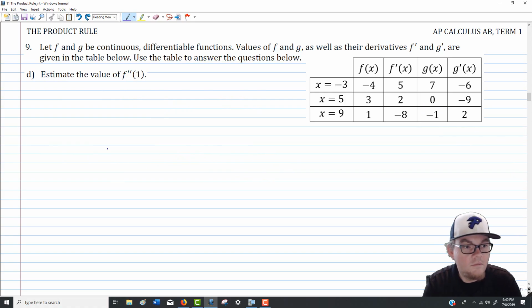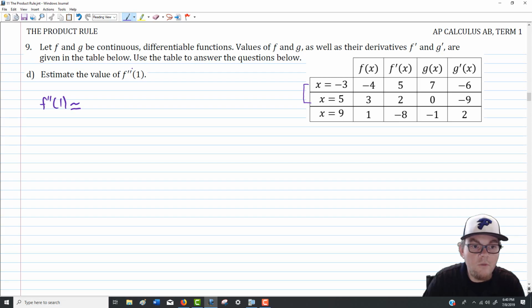Along the same vein, in 9d, you're asked to estimate the value of f double prime of 1. So once again, we're going to use the same technique. We're going to approximate it using an average rate of change on an interval containing 1. Well, looking up on here, 1 is between negative 3 and 5. And in fact, if you add those up and divide by 2, you'll of course get 1. So it makes sense that we're going to use the functions on those intervals.